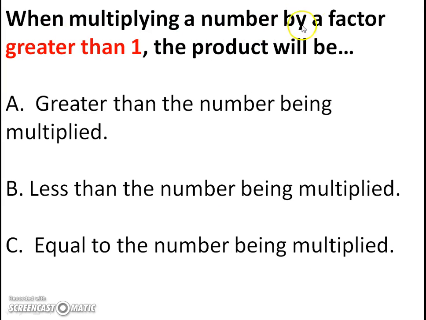When multiplying a number by a factor greater than 1, the product will be A, greater than the number being multiplied, B, less than the number being multiplied, C, equal to the number being multiplied. The answer is A, greater than the number being multiplied. When multiplying a number by a factor greater than 1, the product will be greater than the number being multiplied.